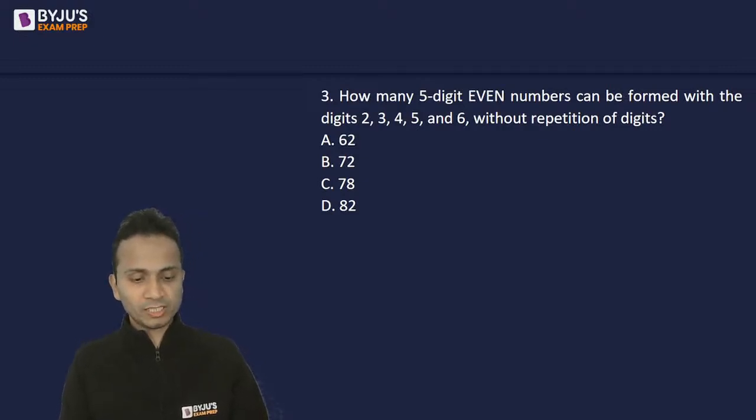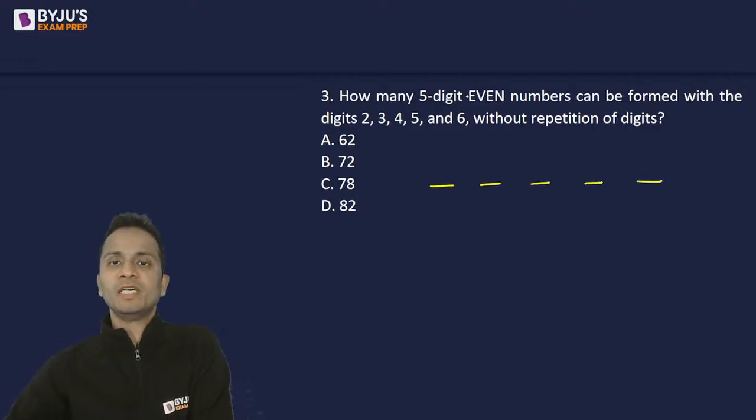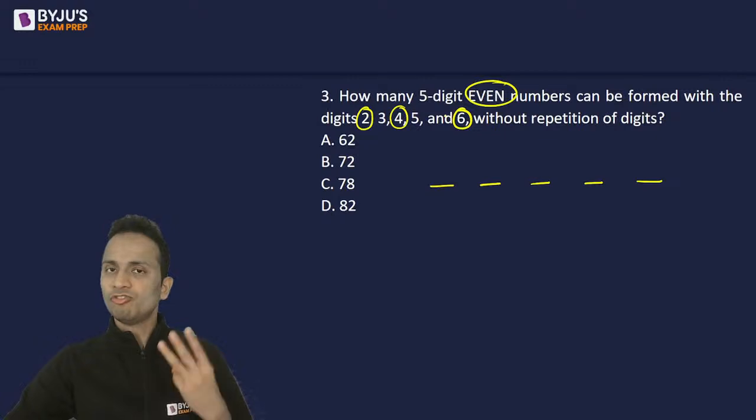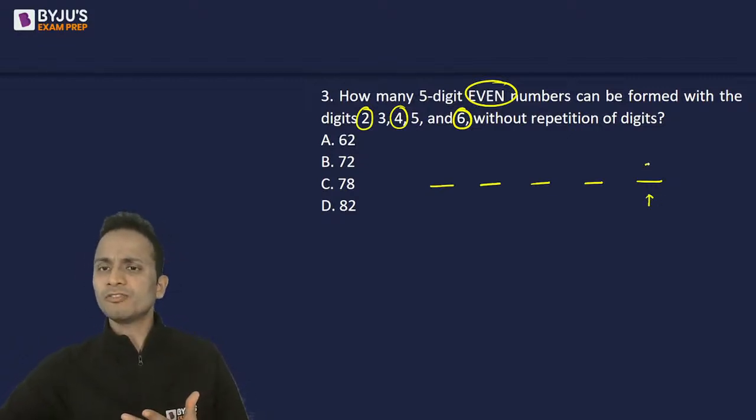All right, first answer 72. Let's check it out. Now we have to make a 5-digit number. The number should be an even number. That means the unit digit should be an even digit. Now, out of the given digits, how many even digits are available? 3 even digits are available, 2, 4, and 6. So I can say that the rightmost place can be filled in 3 ways.